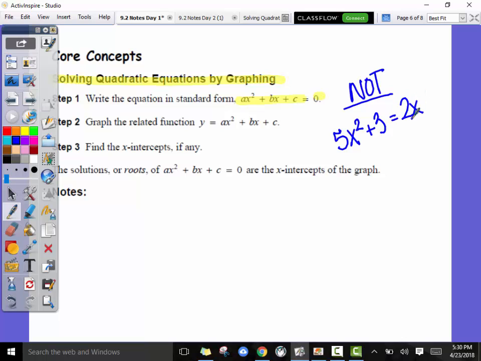Okay, you need the x squared, the x, and the constant of 3 all on the same side. So if that's not the case, where it's not set equal to 0, you just have to do a little bit of rearranging, which I will show you. Step 2, you're going to graph the function, and step 3, find those x-intercepts. And then the solution, or roots, are the x-intercepts. That is solving by graphing.